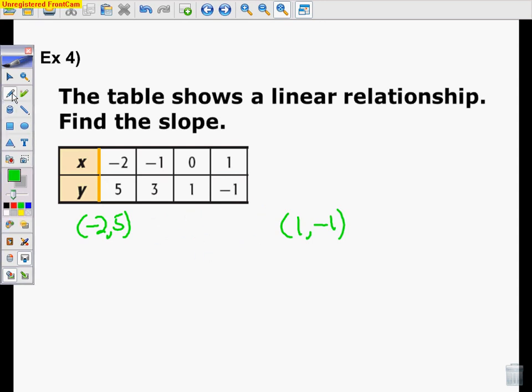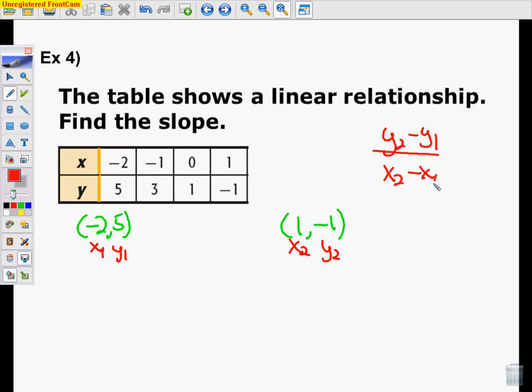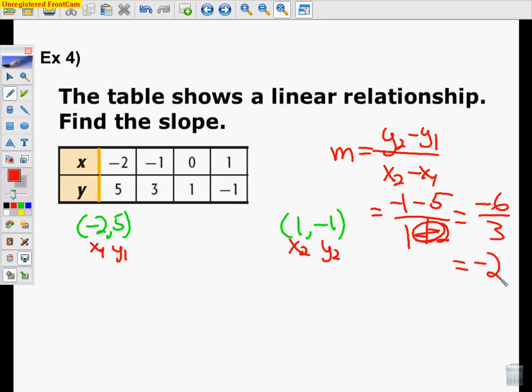All right, so I can label this x1, y1, x2, y2. My slope formula is y2 minus y1 over x2 minus x1. So I'll just plug them in. So y2 is -1 minus y1, which is 5, over my x2 is +1 minus my x1, which is -2. -1 minus 5, that's -6. 1 minus -2, well, minus a negative becomes a plus, so that's 3. That reduces down to -2. All right, and you would have gotten that, once again, if you used any 2 points. Any 2. Did not matter which 2 you used.